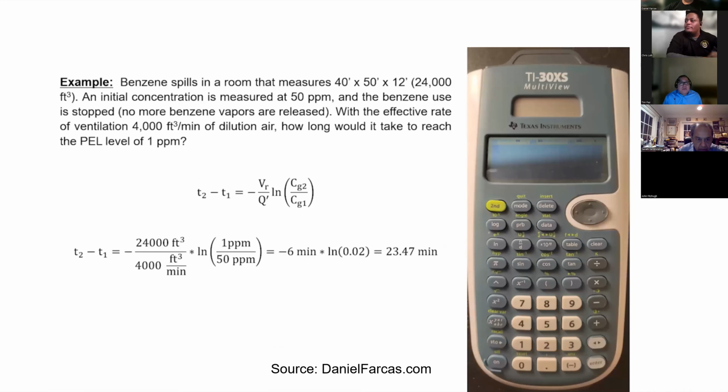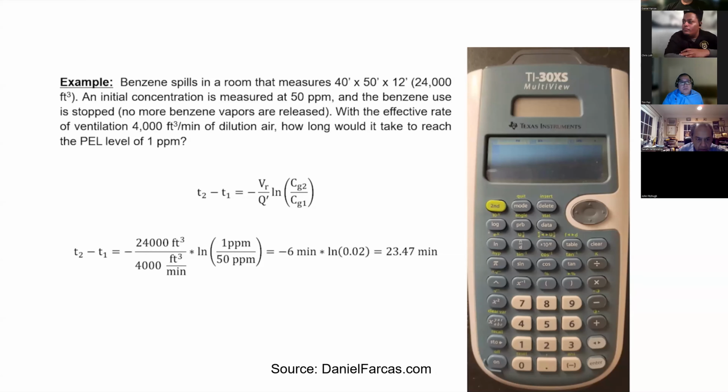For example, benzene spills in a room that measures 40 by 50 by 12 feet, which equals 24,000 cubic feet. An initial concentration of benzene is measured at 50 parts per million, and the benzene use is stopped, so no more benzene vapors are released. With an effective rate of ventilation of 4,000 cubic feet per minute of dilution air. How long does it take to reach a permissible exposure level of 1 part per million?